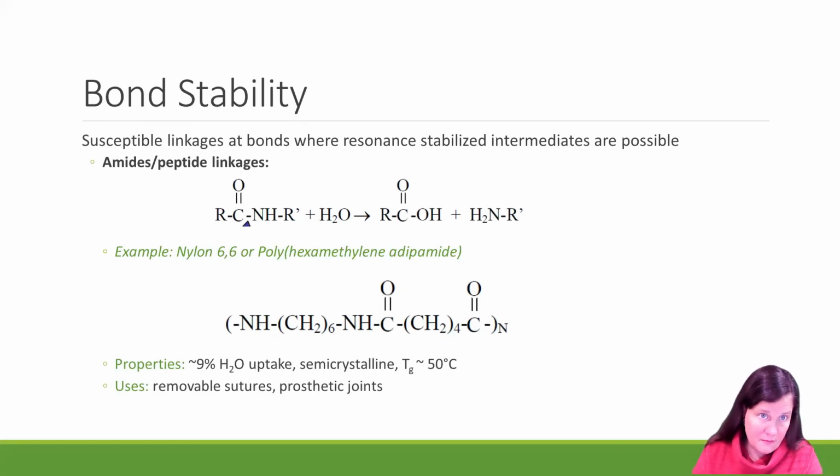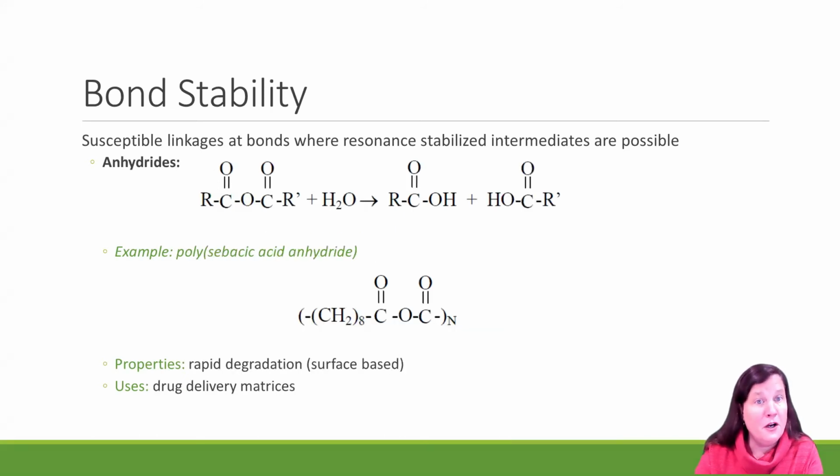Now let's talk about the amide bond or peptide bond. This is hydrolyzable, but it doesn't occur at an appreciable rate under conditions in the human body. So nylons are going to be used for removable sutures as opposed to degradable sutures because they're quite stable in the body. In contrast, polyanhydrides, the anhydride bond linkage is very hydrolytically unstable. This will degrade quite rapidly.